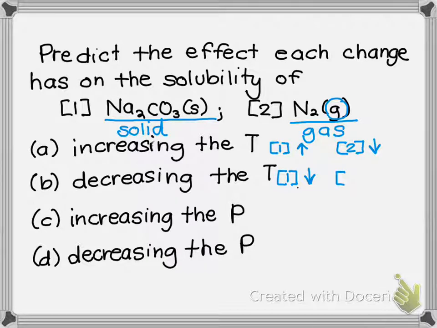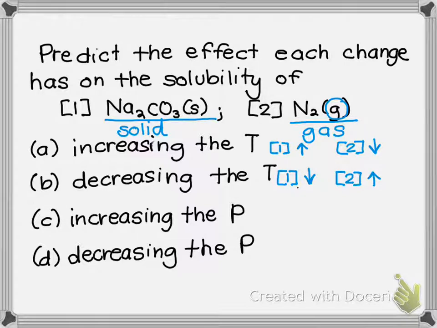For a gas, however, if you cool it down, the lower temperature will have a greater solubility. That's one explanation as to why a soda will go flat faster in a warm temperature, because as the temperature rises, the solubility of the carbon dioxide in the soda decreases.